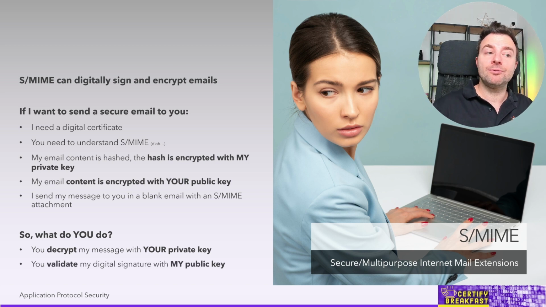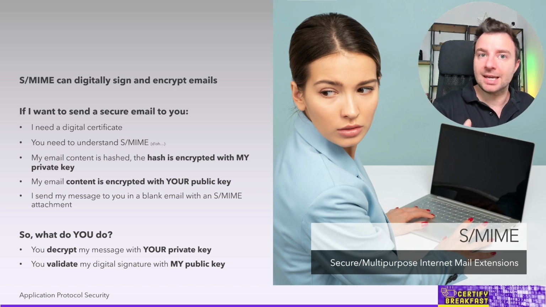And then you need to validate my digital signature. Remember, I hashed the content of my original message and then encrypted it with my private key. That is a digital signature. So you need to validate that digital signature by decrypting it with my public key, which is freely available, which is part of my publicly available digital certificate. Once you do this, you can validate the origin of that email message.